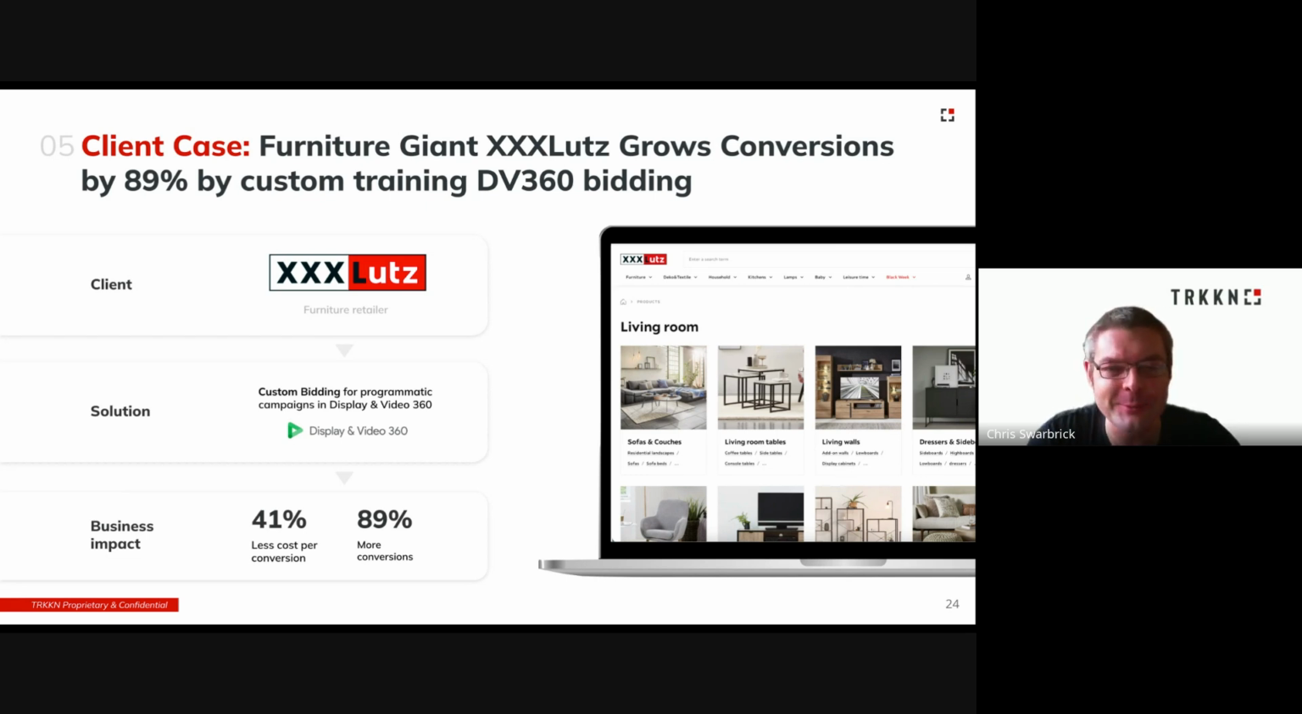So yes, we wanted to bring you a real life example just to help hopefully bring this to life. In this case, here's some work that we did with XXL Lutz. The challenge that they had was they wanted to increase catalog downloads from their website. However, they had very limited volume, which meant that they weren't really able to use that to train the Google bidding algorithm. So instead they were falling back on optimizing towards click to website, which had the volume, but it wasn't aligned to the ultimate goal.